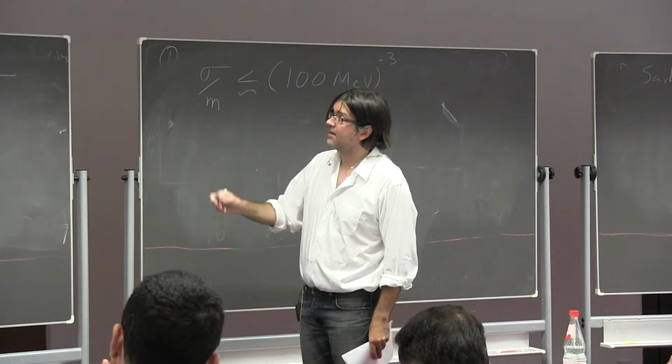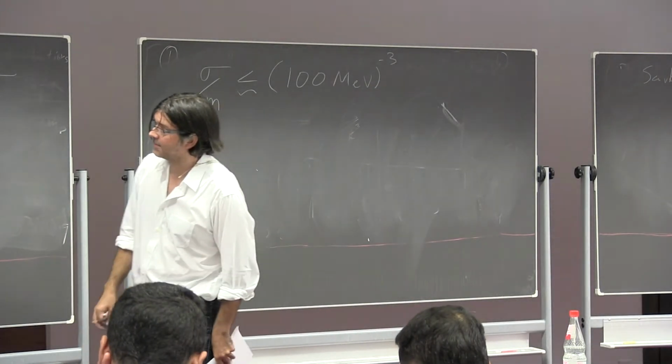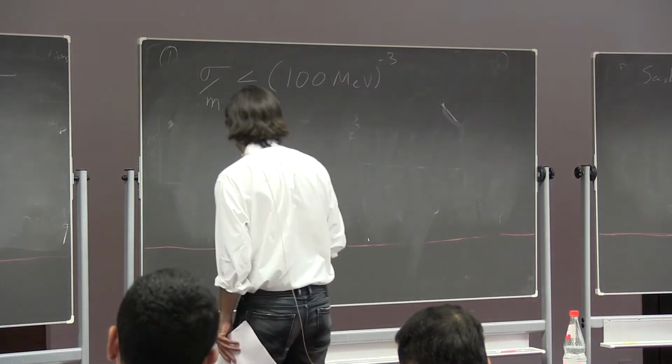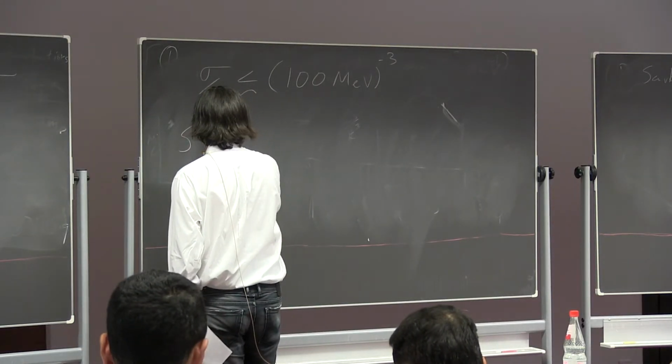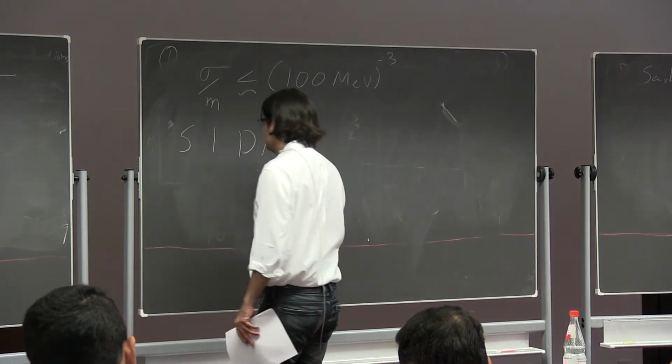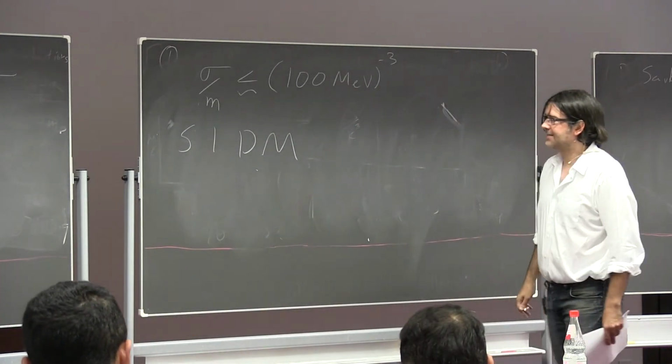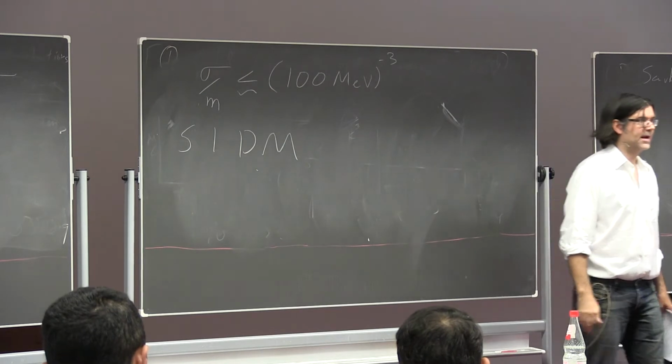The second thing to remember about self-interacting dark matter and limits is that there's an unfortunate accident of nomenclature, which is SIDM. SIDM stands for self-interacting dark matter, right? This is dark matter.